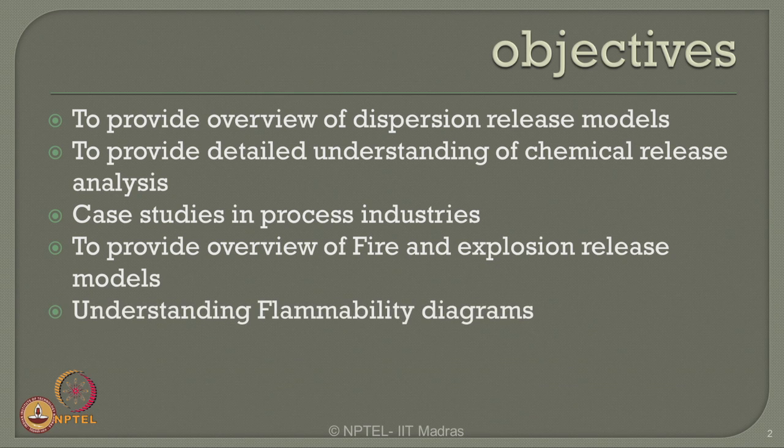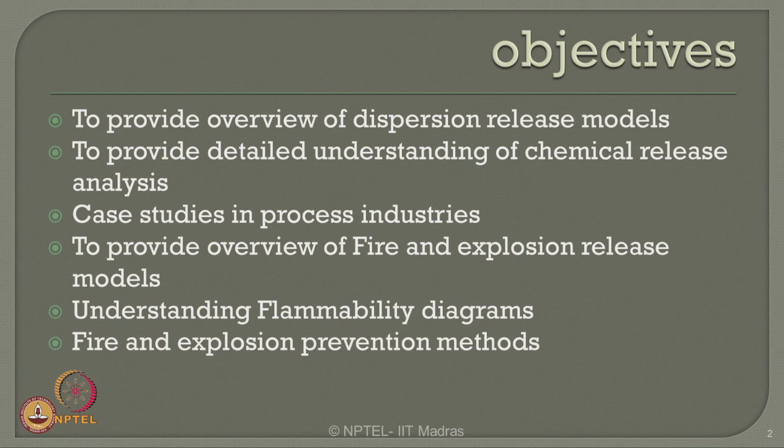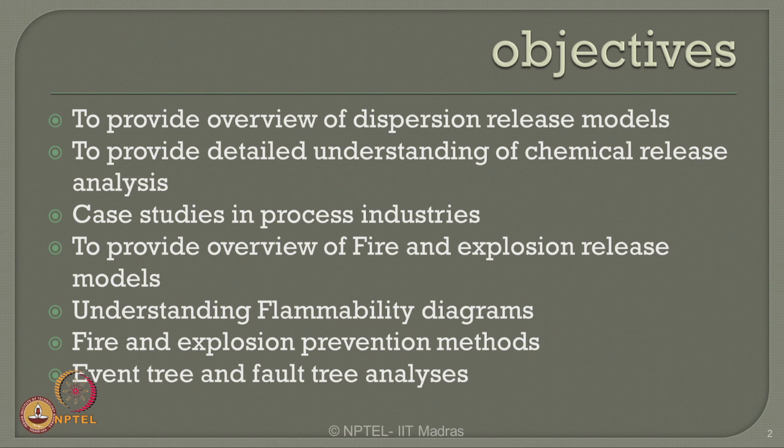We will talk about flammability diagrams and enable you to understand the use of flammability diagrams in mitigation or prevention of fire and explosion problems in process industries. We will talk about fire and explosion prevention methods in this module, and we will finally discuss some examples on event tree and fault tree analysis in this module.